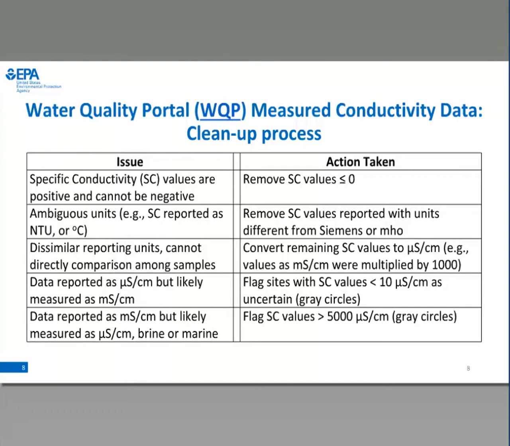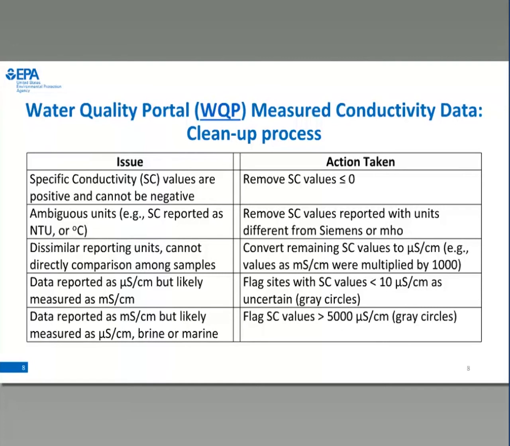Sometimes when data is entered into a system from one system to another, the mu sign is interpreted by the computer program as the letter M, because mu is M in Greek. And so what would happen is sometimes something that was measured as microsiemens would be reported as millisiemens, and of course that would mean a big error of 1,000 difference. So those kinds of things we try to identify and flag.